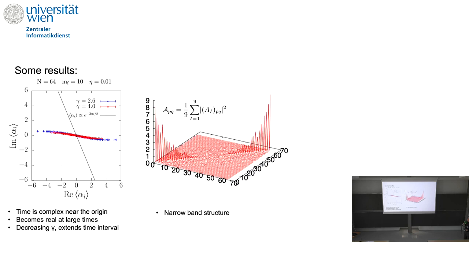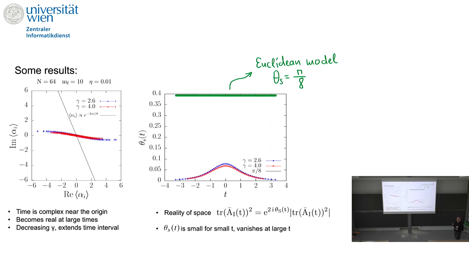We also check whether space is real, which is also not trivial. The parameter that we measure to decide whether space is real or not is this angle, theta space, which is the phase of trace A squared. If this is zero, we conclude that space is real. Now, this line corresponds, according to what Jun said before, to the angle that gives us the Euclidean model. So what we see here is that we start with theta s not zero, clearly, but not as big as the Euclidean model. This also shows from the slope that we're not on the Euclidean model yet. And as we move to later times, it dies out to zero. So at late times, it seems that we have real time and real space.